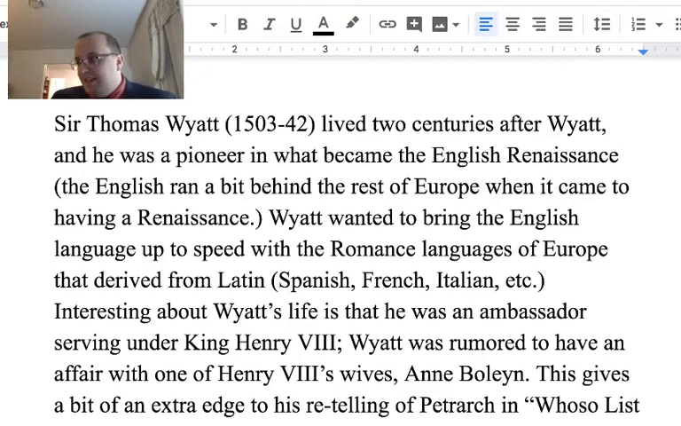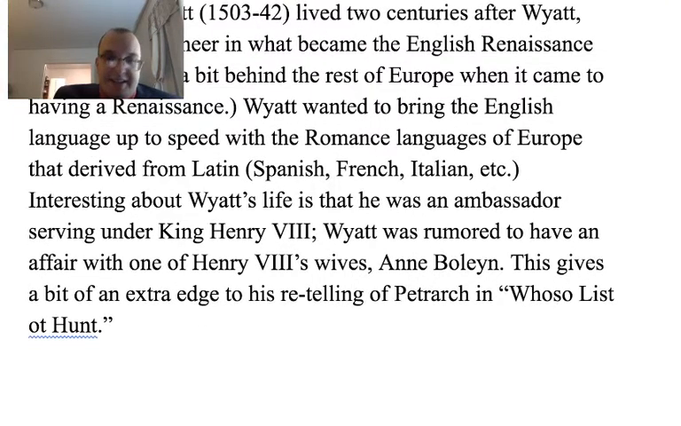Wyatt actually was jailed pretty close to the end of his life by King Henry VIII. I'm not up to snuff on all the history there, but he actually was put in jail. Of course, you guys know that living in King Henry VIII's court was not an easy task.